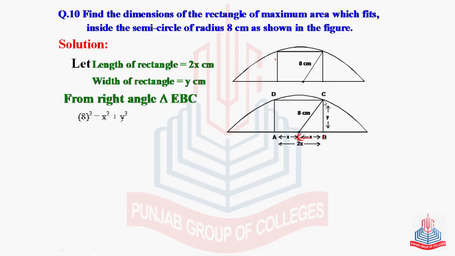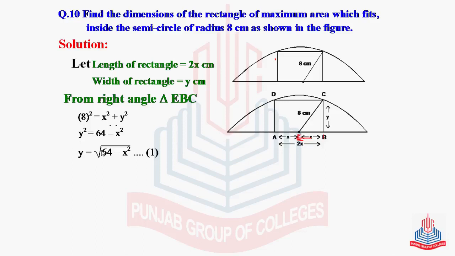We have, by using Pythagoras theorem, hypotenuse square is equal to base square plus perpendicular square. So we have 8 square is equal to x square plus y square, and y square is equal to 64 minus x square, and y will become square root of 64 minus x square.